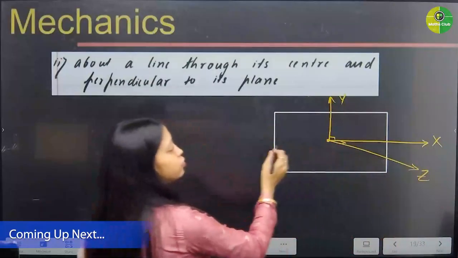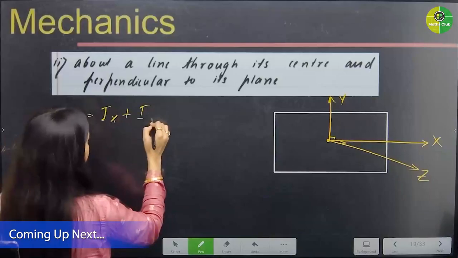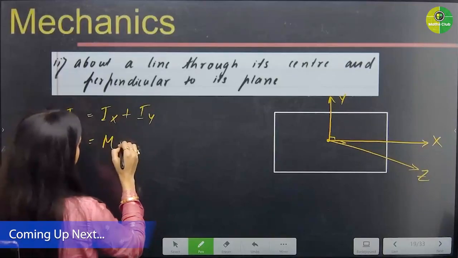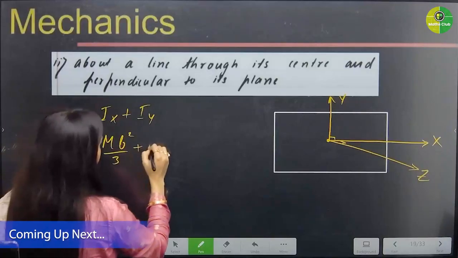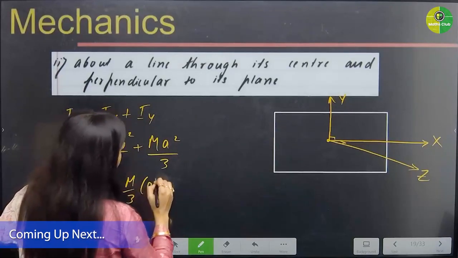So we know with respect to x, we know with respect to y. So Iz is equal to Ix plus Iy, that is equal to Mb square by 3 plus Ma square by 3. This is M by 3 into a square plus b square.